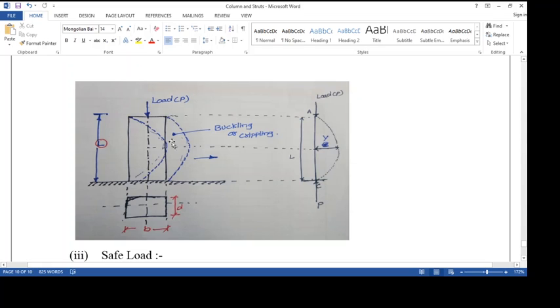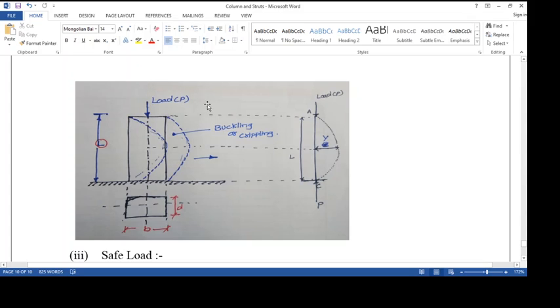See here, the length of the column is L, the load is P, and the cross-section dimensions are B and D. If the length of the column is more and you apply the load, the column will buckle or cripple to either the right side or the left side. The designer cannot design for buckling or crippling failure. What to do? First find out the load. How much load is coming? How to find it?